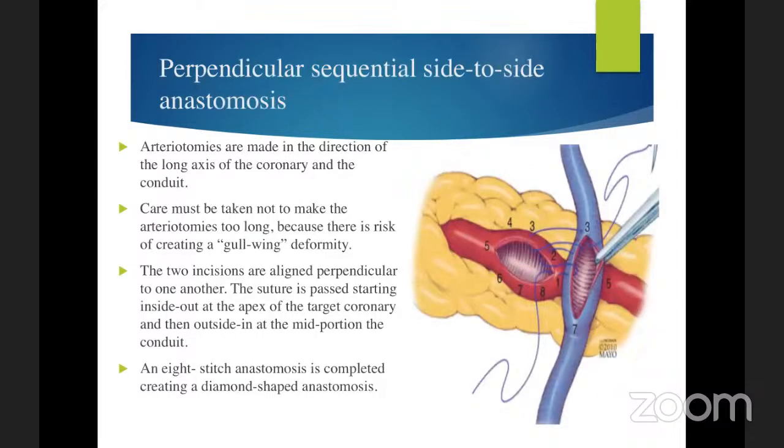For the perpendicular sequential side-to-side anastomosis, arteriotomies are made in the direction of the long axis of the coronary and the conduit. Care must be taken not to make the arteriotomies too long because there is risk of creating a gull wing deformity. The 2 incisions are aligned perpendicular to one another. Suture is passed starting inside out at the apex of the target coronary and then outside in at the mid portion of the conduit. An 8 stitches anastomosis is completed, creating a diamond-shaped anastomosis.